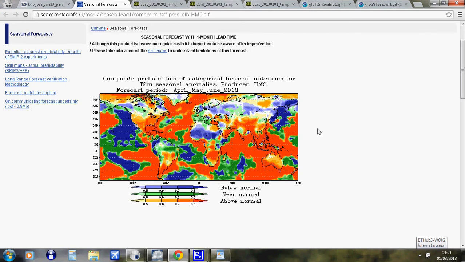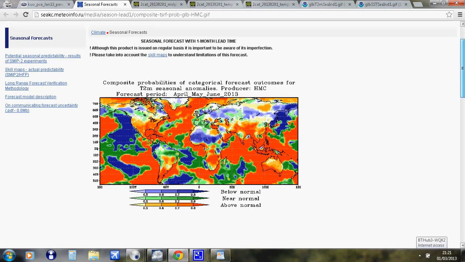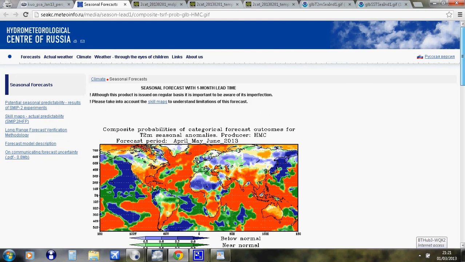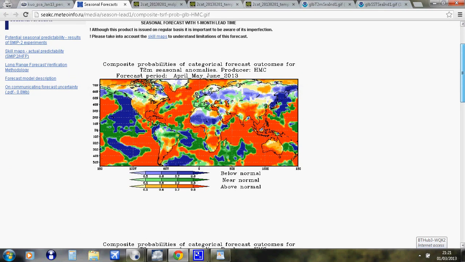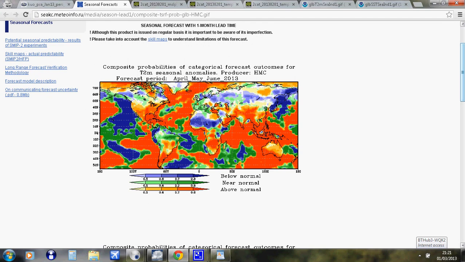Now, this is the Russian model. This is the Hydrometeorological Center of Russia website. This is the forecast model, and this is the probability of a categorical forecast. So you have to look at this chart as probability. The blue colours are the probability of below normal temperatures, the green colours are a high probability of average, near normal temperatures, and the orange and red colours are a probability of above average temperatures in the area.